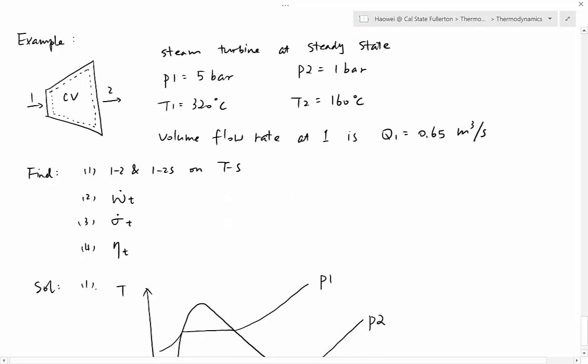Take a look. We know P1, 5 bar. We know T1, 320 Celsius. How do you fix the state of number 1? We've done this several times now. You go to table A3, you start from pressure 5 bar, you look for the corresponding saturated temperature, and compare that with your actual temperature T1. If your actual temperature T1 is greater than the saturated temperature, then your point number 1 must be superheated.